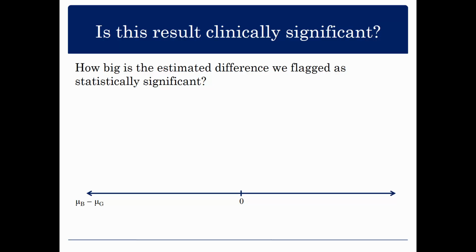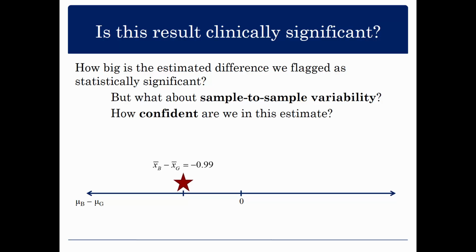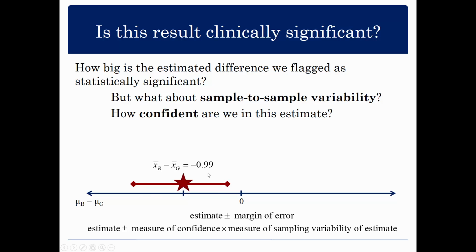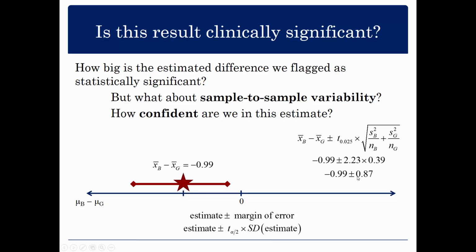And is this result clinically significant? So we have to report the size of the difference and incorporate sampling variability and our level of confidence in this estimate. And we do that through a confidence interval. So we report the estimate and then we can report the upper and lower bound. So if I calculate it, again, I could do this in RStudio, whatever software you're using will produce this result.